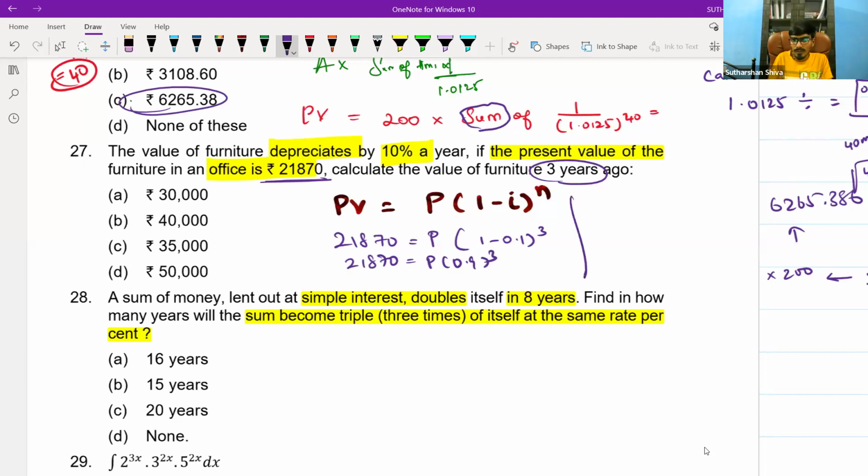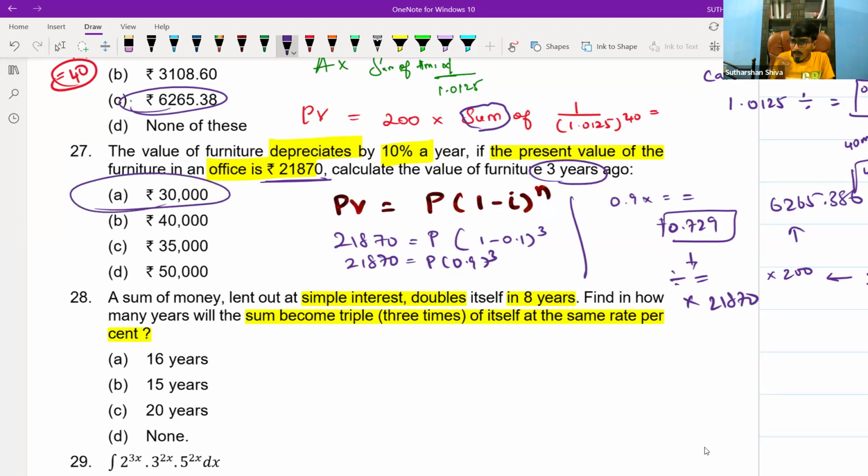Take a calculator. 0.9 into equal to, equal to. You will get 0.729, right? Press divided by equal to on the opposite side, into 21870. You will get 30,000. This is one way. Sir, I don't remember the formula, what can I do? Simply take a calculator and take 21870. This is one way.